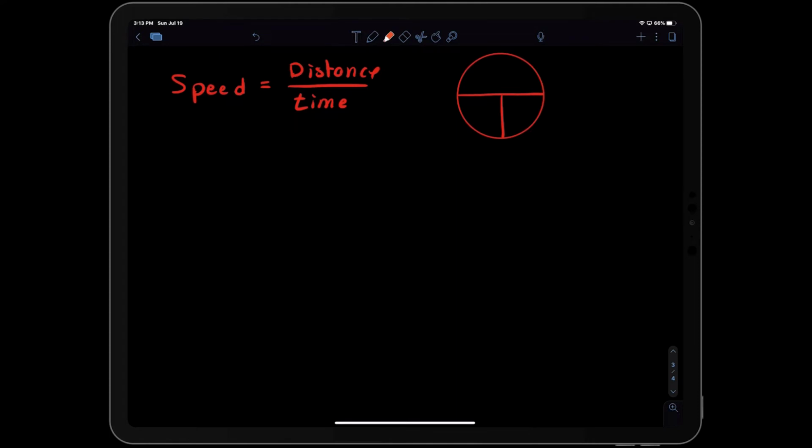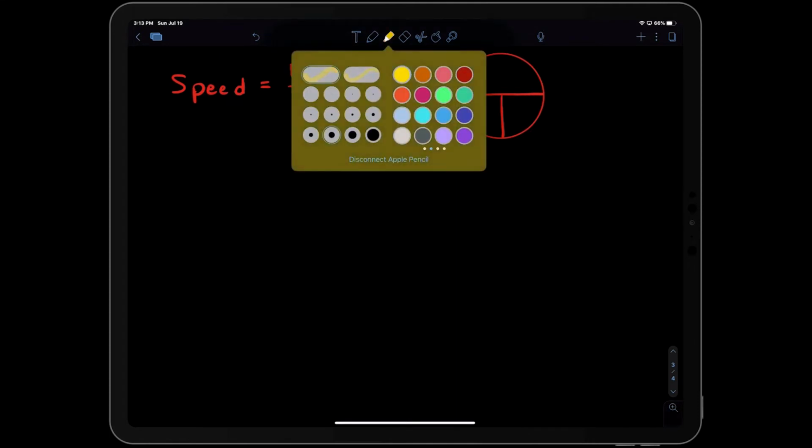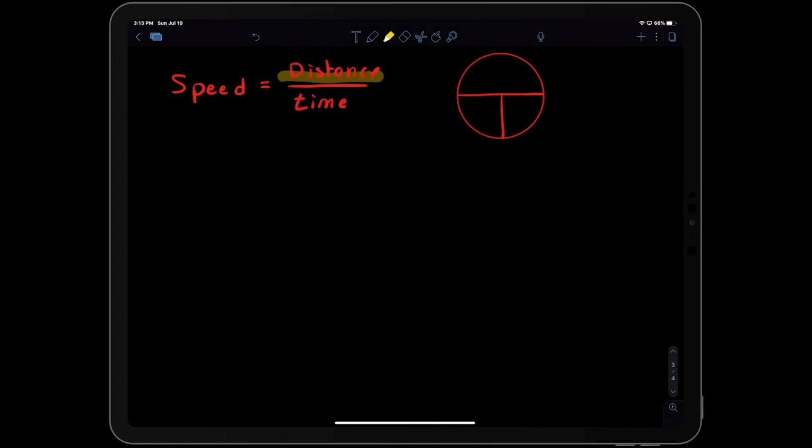We're going to see in the formula that distance is on top, right? So that means I'm going to put distance on top. Then I'm going to see that I have time underneath the division symbol, so I'm going to put time right there. That means the only thing that's left is the speed. And we'll see how we're going to use that throughout this.